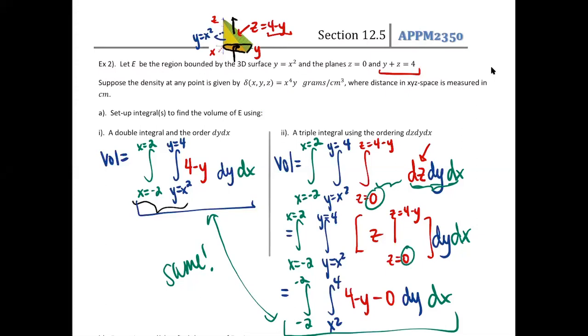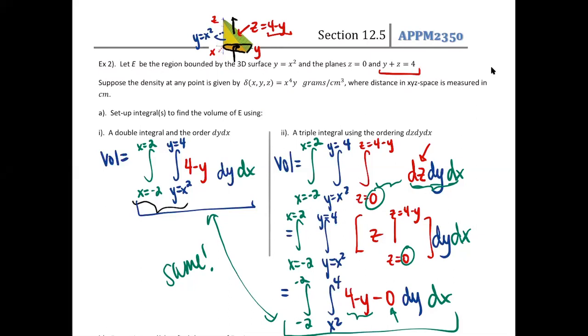And so if your lower bound is the xy plane, then the integrand of your double integral, when you're finding the volume, will just be your top surface, 4 minus y. And so you can quickly find the volume with the double integral if the lower bound of your region is the xy plane.